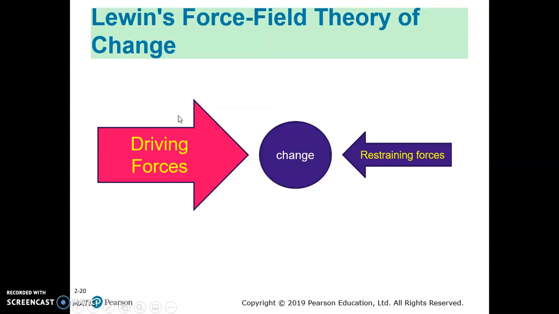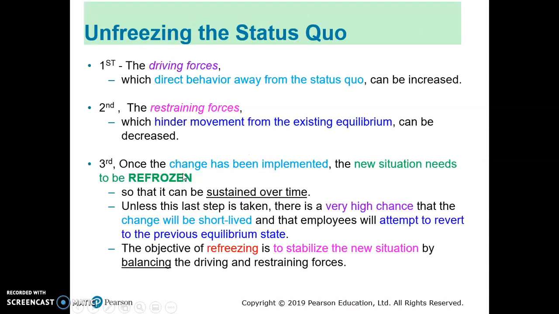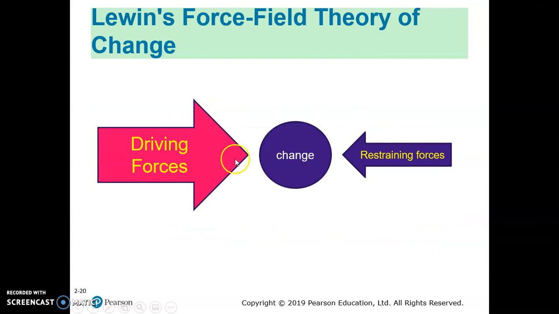This restraining force needs to be decreased. If it is increased, then it will be difficult to change. So I show you this slide. When we talk about driving force, we talk about restraining force. The driving force must be bigger than the restraining force. If this one is bigger, this one could overturn this one, or counteract this one. So if the driving force is similar in magnitude to the restraining force, then the change will not happen.